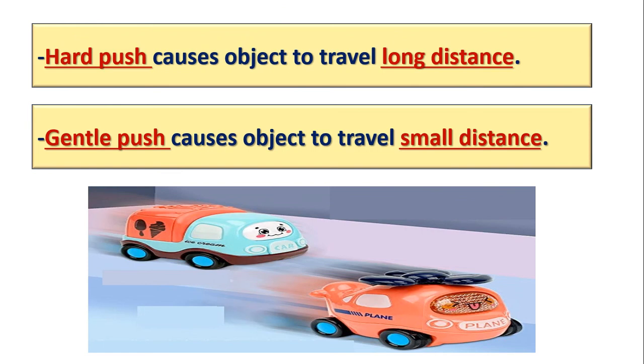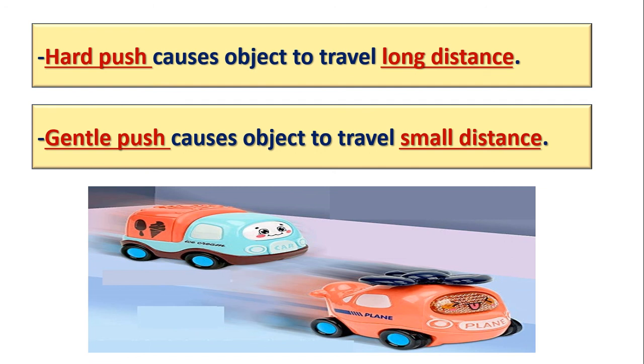Let's go! Okay, we have two types of pushing. We can make a hard push, which is a strong push, or a gentle push, which is a soft push. When you make a hard push, will the object move for a long distance or a short distance? Super, if you make a hard push, the object will move for a long distance.